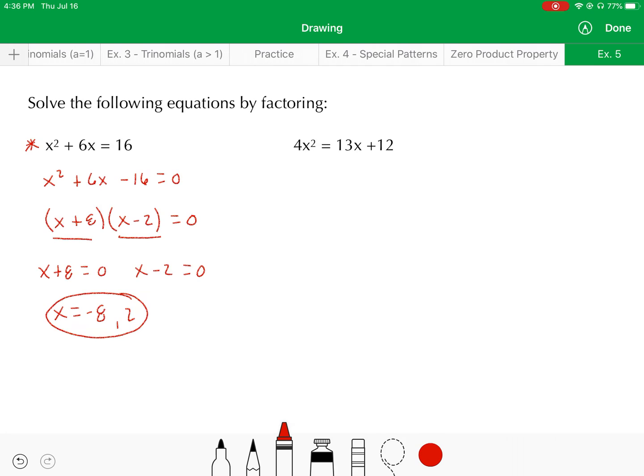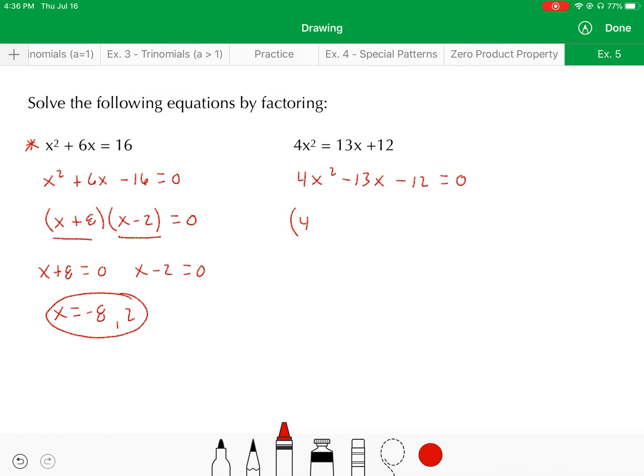Do the exact same process for the second equation here. 4x squared equals 13x plus 12. I'm going to move everything over to the left-hand side here. And then I'm going to factor.